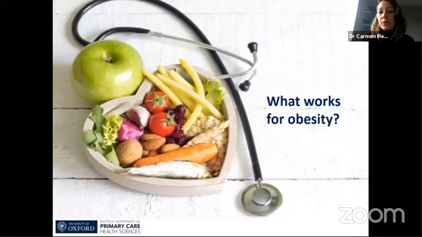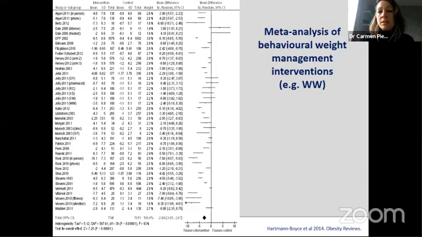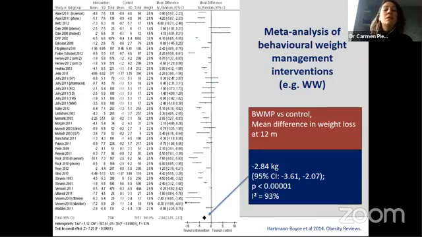So in terms of what works for obesity, I'm going to be showing some evidence of meta-analysis that we have conducted in our department. This is the effect of behavioral weight management interventions, so Weight Watchers or similar weight programs where people receive, for example, education and different behavioral techniques to change their diet and lose weight. Overall, we find that behavioral weight management interventions versus minimal controls at 12 months achieve a small but significant amount of weight loss, about 2.84 kilograms.